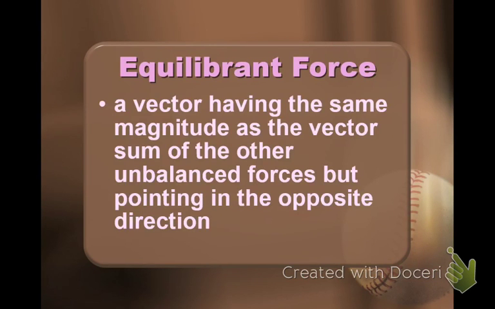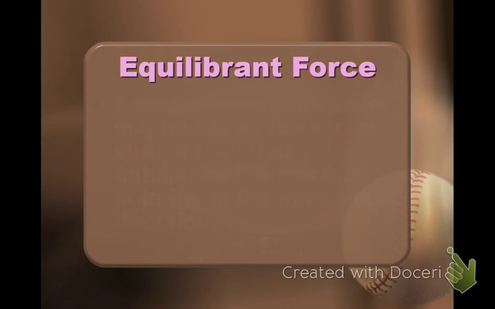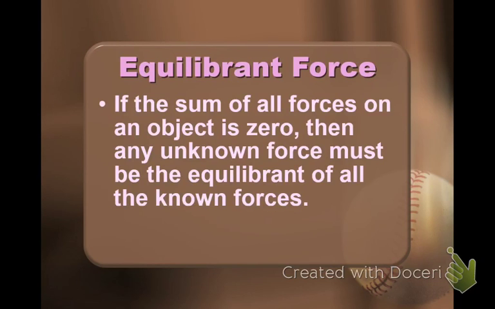A vector has the same magnitude as the vector sum of the other unbalanced forces, but pointing in the opposite direction. So if I have two forces that are acting in a 90 degree, then I would attach a third equilibrium force in the opposite direction and balance them out. So the force equilibrium is going to be equal to the negative sum of all forces in the opposite directions. If the sum of all forces on an object is 0, then any unknown force must be the equilibrium of all the known forces.